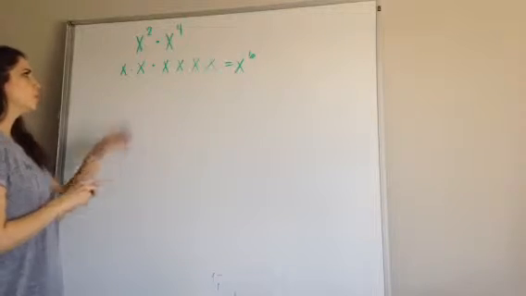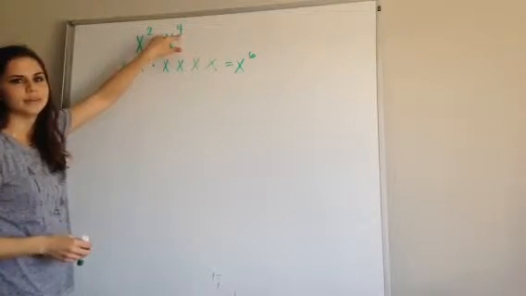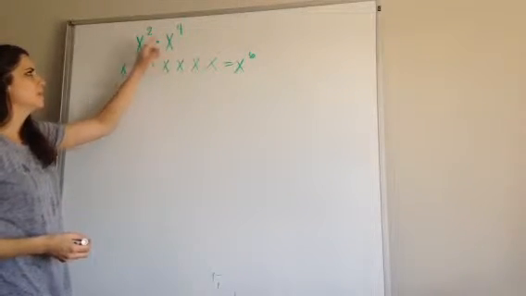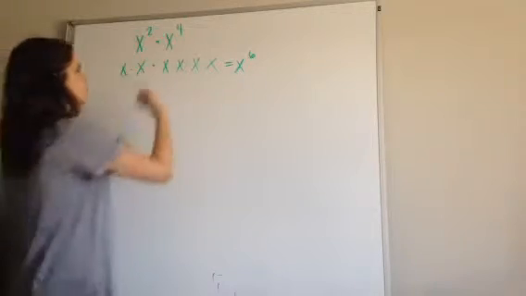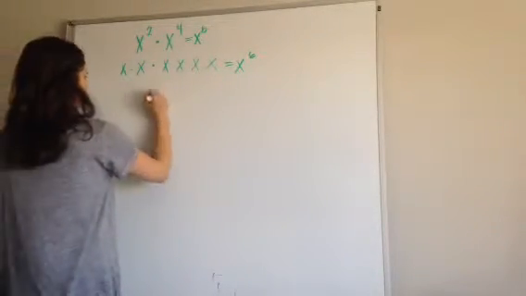So what you do when it's multiplying, all you do is you add the exponents. So as long as the variable is the same, then we're just going to add those. So 2 plus 4 is 6. So x to the 6. Okay, let's try another one.